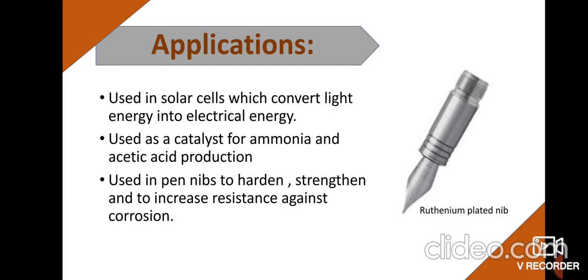It is used in pen nibs to harden and strengthen them and to increase resistance against corrosion. As we know, ruthenium is hard and resistant to react, as it is really non-reactive. That's why we use it in pen nibs to prevent them from corrosion.